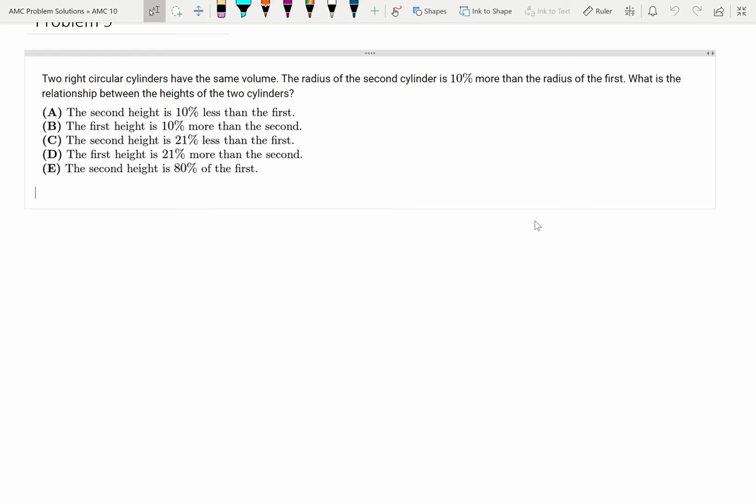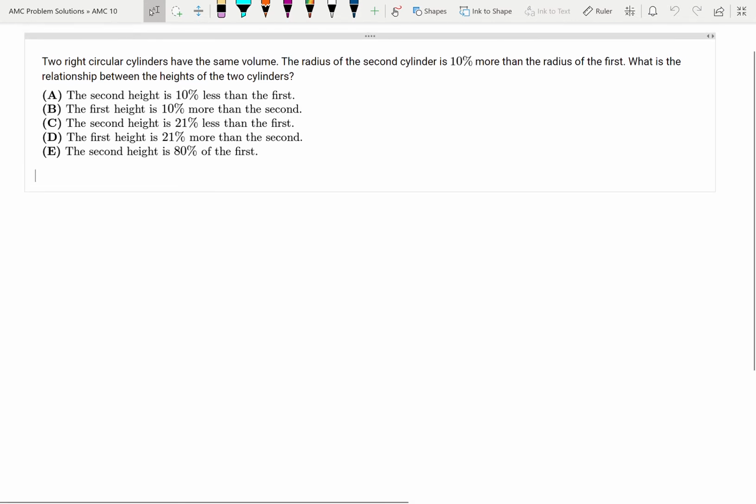Two right circular cylinders have the same volume. The radius of the second cylinder is 10% more than the radius of the first. What is the relationship between the heights of the two cylinders?